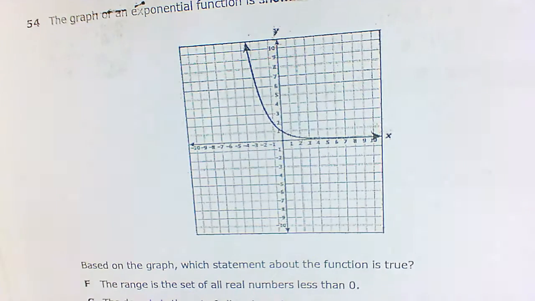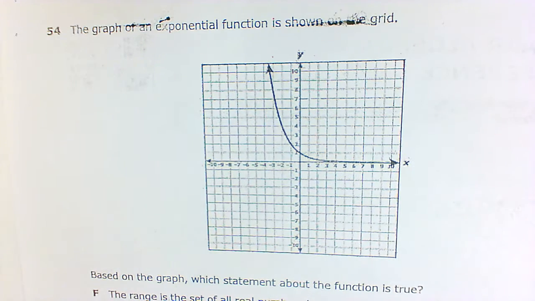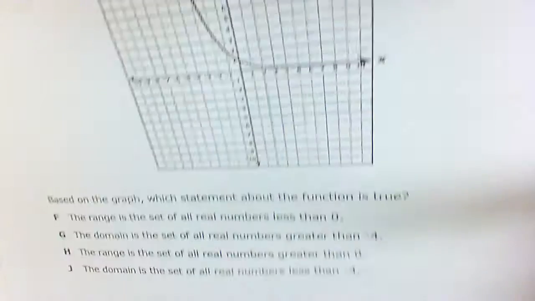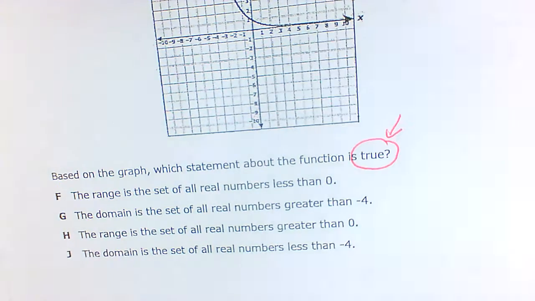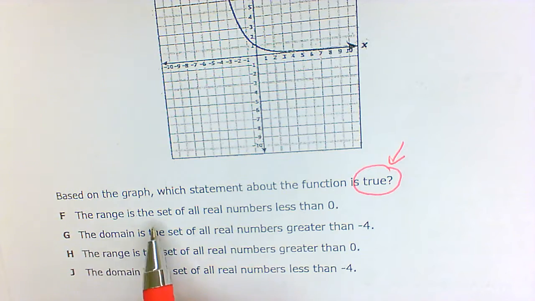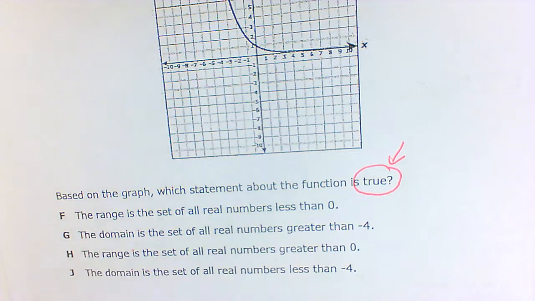Last question. Number 54. The graph of an exponential function is shown on the grid. Based on the graph, which statement about the function is true? So I know I'm looking for something that's true. The range is the set of all real numbers less than 0.